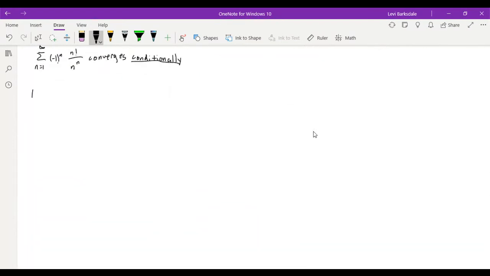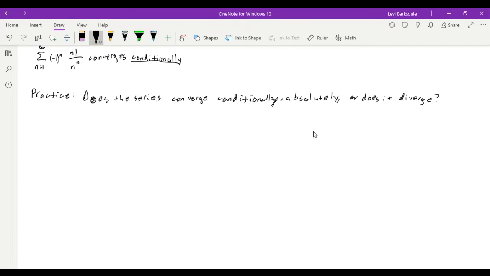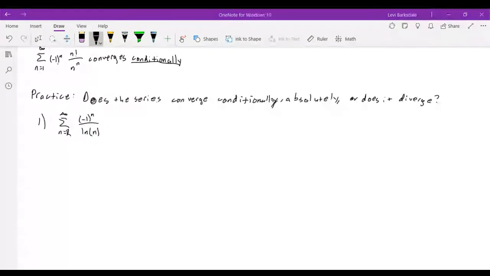Now, we'll go ahead and do a couple of practice problems. State whether the series converges conditionally, absolutely, or diverges. Problem two: negative 1 to the nth divided by the natural log of n. I'll give you a minute or so to work on that.